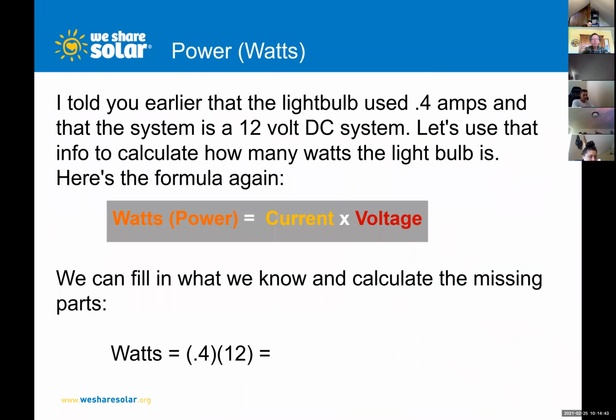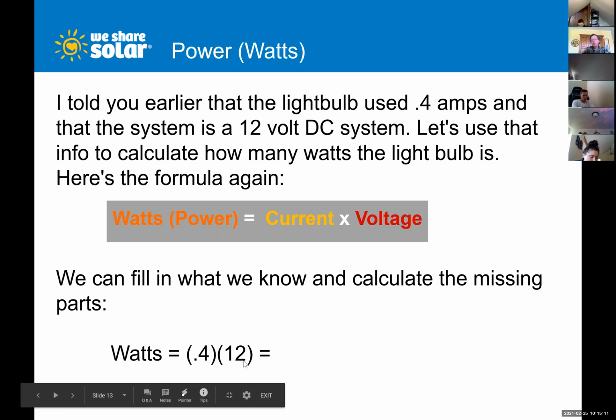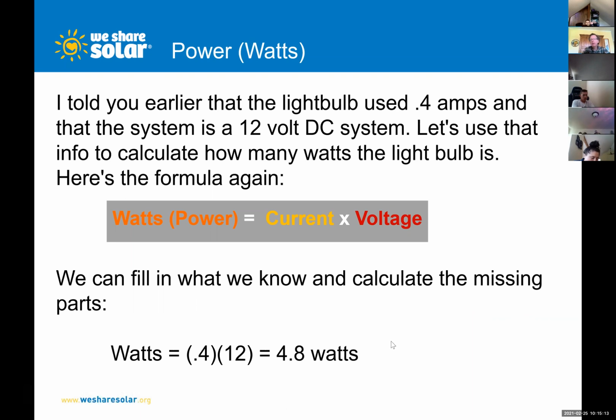Right here, I give you the formula. So let's do a little math problem. I told you earlier the light bulb used 0.4 amps and that the system is a 12-volt DC system. So let's use that to calculate how many watts the light bulb is. And you just plug it into the formula. Watts equals volts times amps, or amps times volts. So we know it was 0.4 amps and 12 volts. And when we multiply those together, we get 4.8 watts. So for most purposes, you could round that up to 5 and say, okay, it's a 5-watt light bulb.